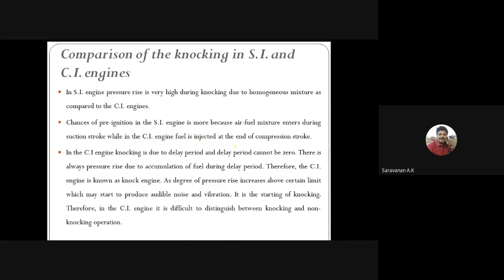Then in SI engines, right? In the SI engine, the pressure rise is very high due to the knocking period. Due to the knocking, why? Because it is a homogeneous mixture, right?